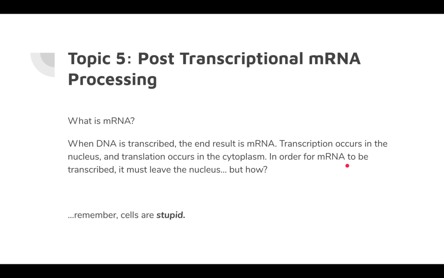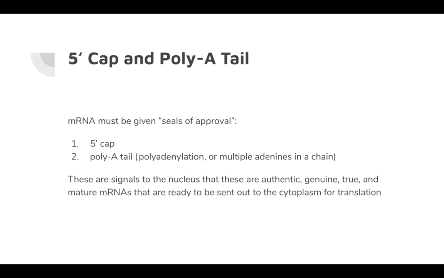It's all about regulation, order, sort of system that we have going on. So once we have mRNAs that have been transcribed, we have these things called 5' caps and poly A tails. These are what are known as our seals of approval. These are what tell the nucleus that these mRNAs are authentic, genuine, true, and mature. These guys are ready to be sent out to the cytoplasm for translation. These guys are real. They're not phonies. They need to be released, and they are ready for translation to occur. These are almost like little flags to tell the nucleus, hey, we're ready to go.